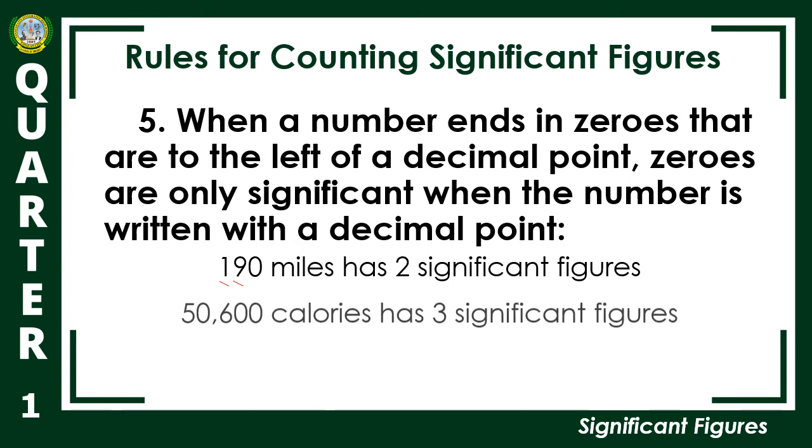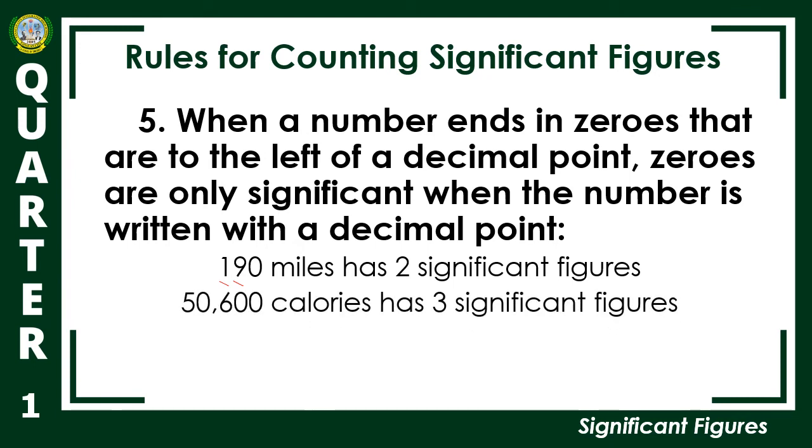Another example. We have here 50,600 calories. So, it has 3 significant figures. So, saan ang galing yung tatlong yon? Siyempre, yung 5 at 6 significant. Okay? So, wala ulit decimal point. Ibig sabihin, yung dalawang 0 sa dulo ay hindi significant. And again, yung 0 na nasa pagitan ng dalawang non-zero ay always significant. Okay? Therefore, 1, 2, and 3. Tatlong significant figures. Next.